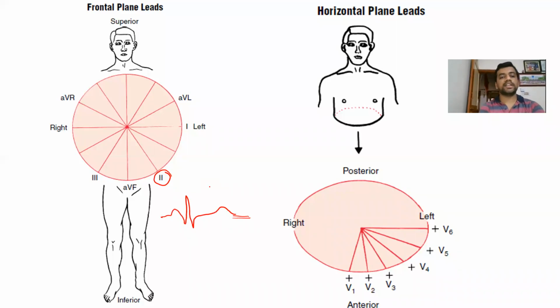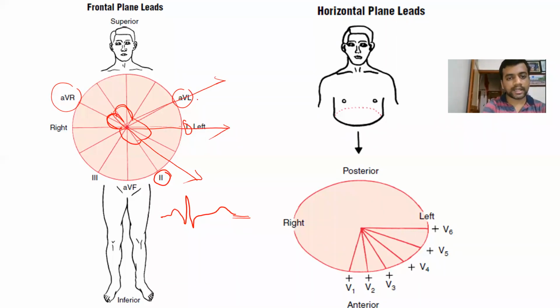Like this, each lead, like lead 1, AVL, AVR, forms its own waveform. Each of them is like a galvanometer connected, taking the axis of the heart as reference. For example, if we take this as the cardiac axis, this lead is going to take the baseline as the cardiac axis like this, this one like this, this one like this, lead 3 like this, and AVR like this.